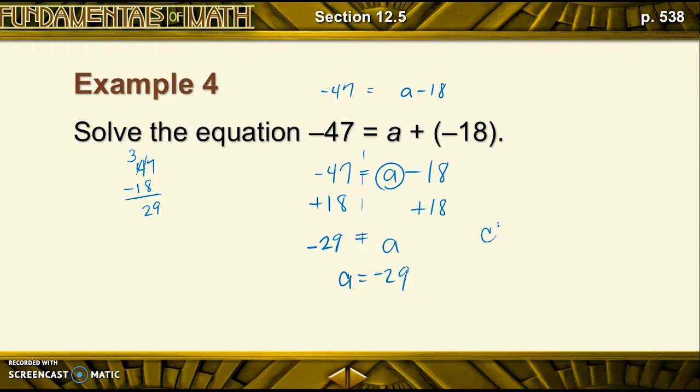And then you should go back and check. So we have negative 47 equals negative 29 plus negative 18. We're just going back to our original and substituting in the value where we have A. Remember, a negative plus a negative is going to give us a negative answer. 8 and 9 is 17. Carry our 1. 1 and 2 is 3, plus that 1 is 4. So we have negative 47 is equal to negative 47, and our answer checks out.